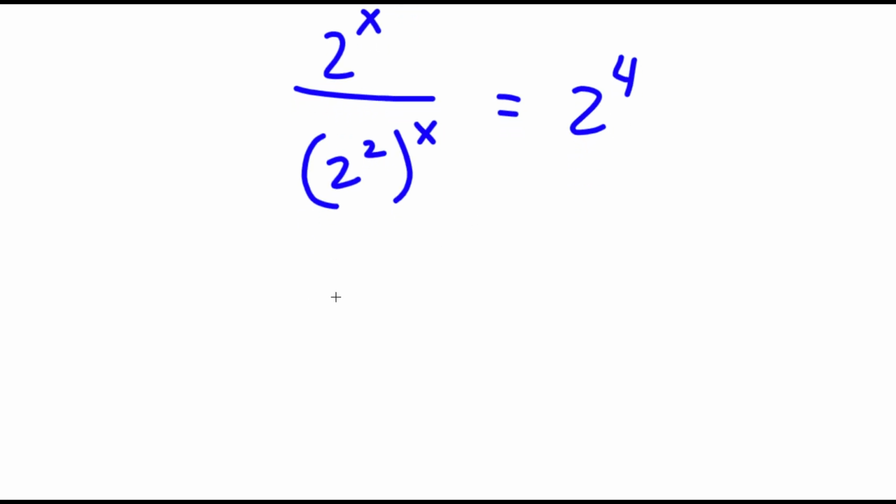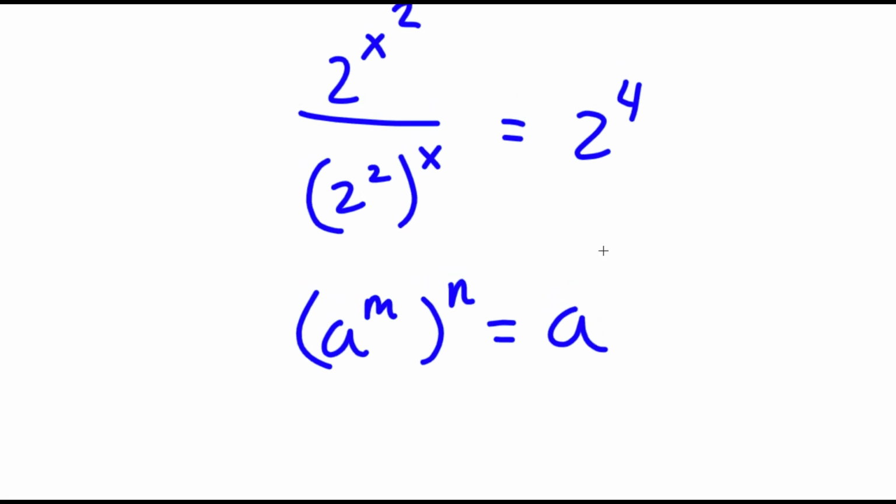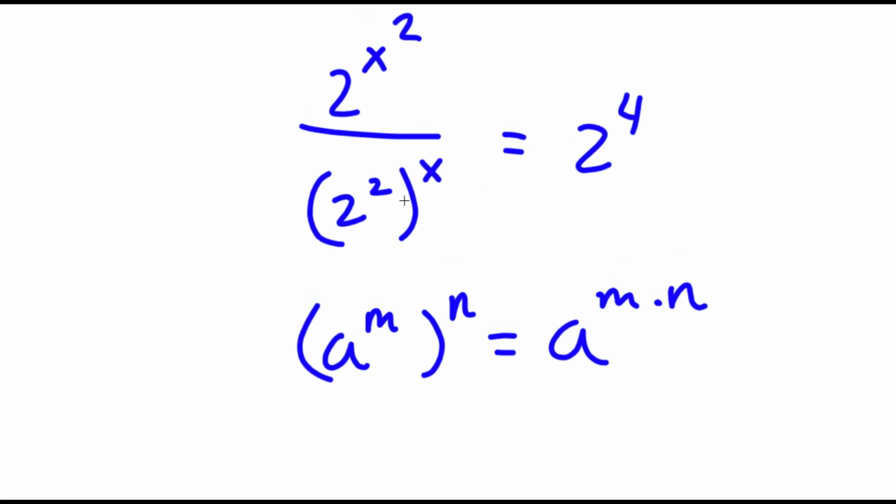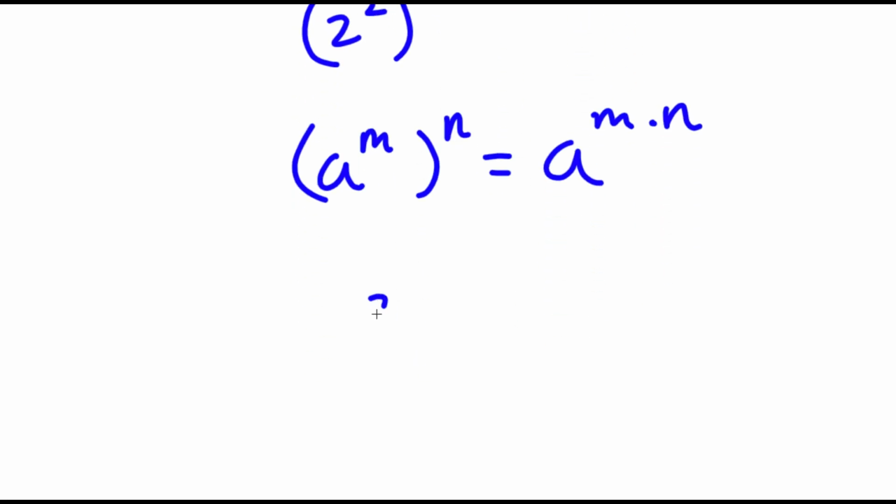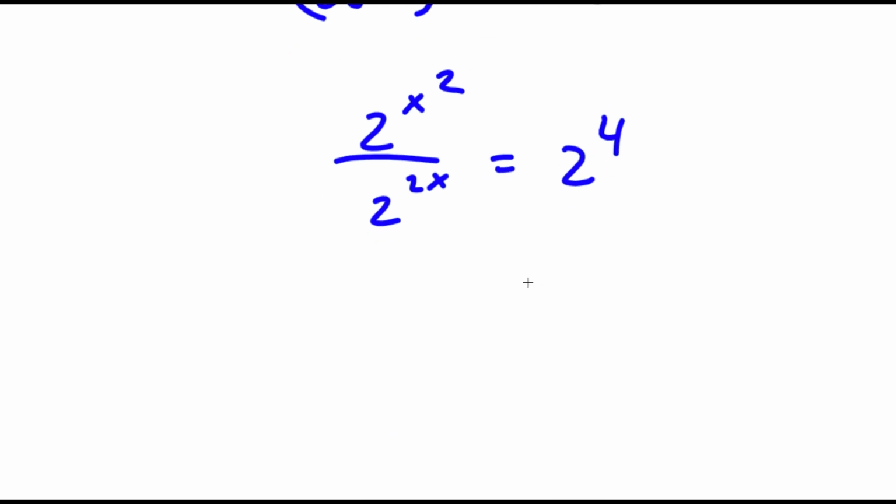Now, if I have something in the form a to the power of m to the power of n, this is equal to a to the power of m times n. So 2 to the power of 2 to the power of x, that's going to equal 2 to the power of 2 times x, which is 2x. So now I have 2 to the power of x squared over 2 to the power of 2x is equal to 2 to the power of 4.